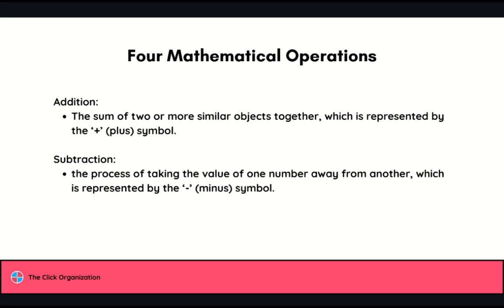4 mathematical operations. There are 4 fundamental mathematical operations that I think you know, but let's take a look at them. Addition, subtraction, multiplication, and division. Let's start with addition. Addition is the sum of 2 or more similar objects. Basically, it is the sum of 2 or more numbers, which is represented by the plus symbol. So yeah, addition is this, basically.